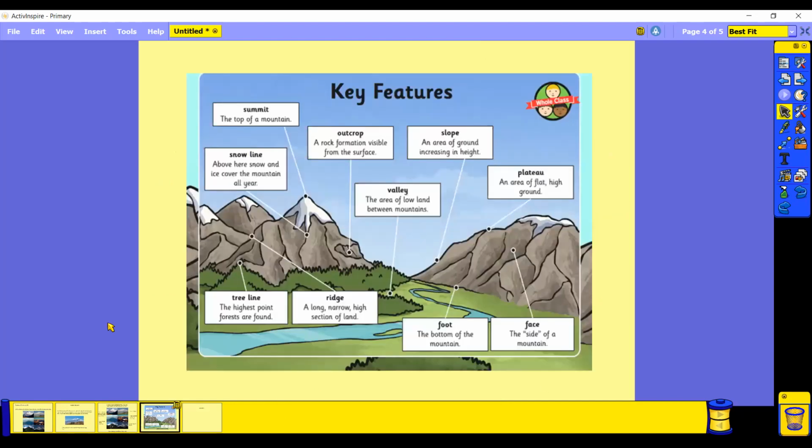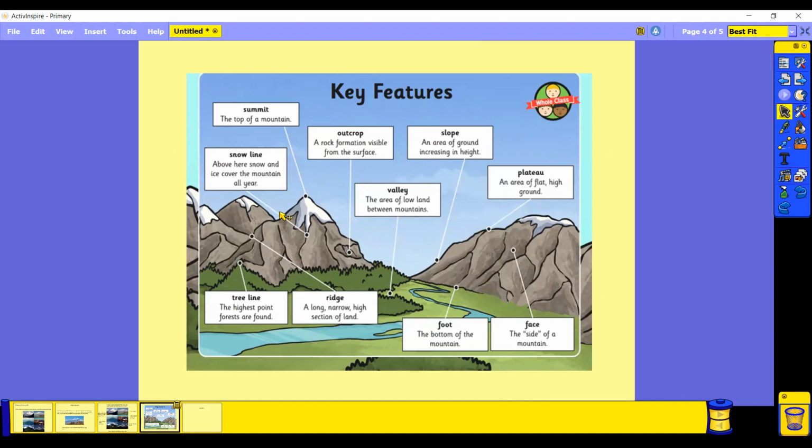Okay then, so let's have a look at the key features of mountains. We've got 10 key features here. We've got the summit, the outcrop, the slope, the plateau, the valley, the foot, the face, ridge, tree line, and snow line. We're going to be looking at what these different key features are and what the definitions are. The summit is the very top of the mountain. It's the peak, the very, very top of the mountain.